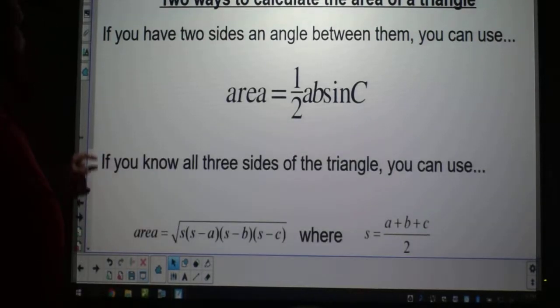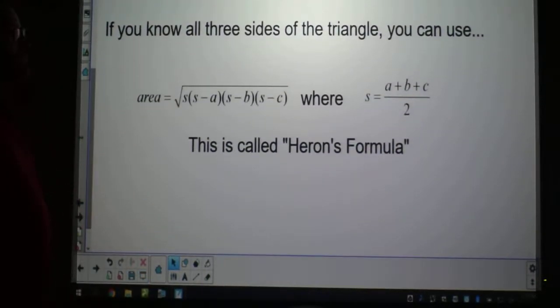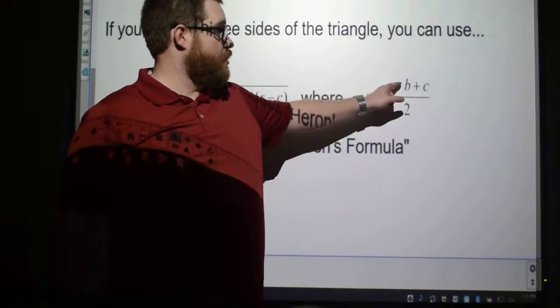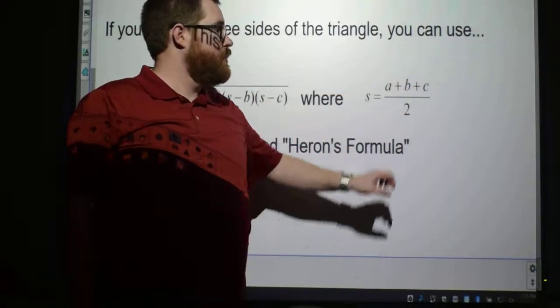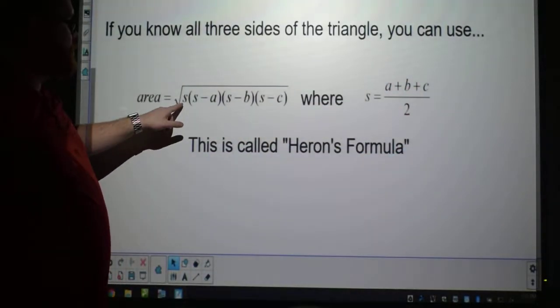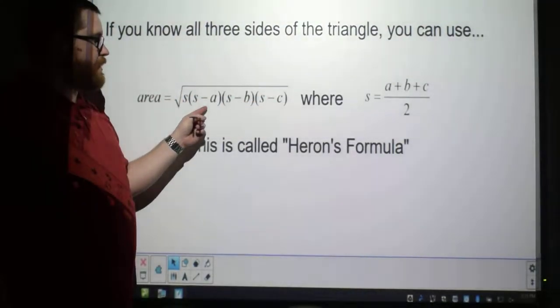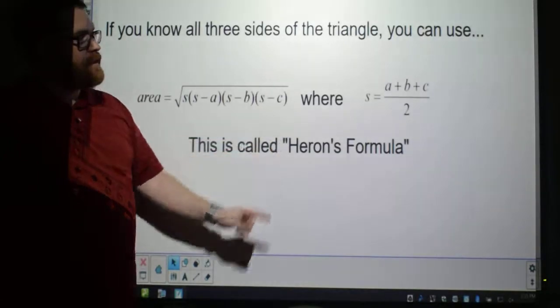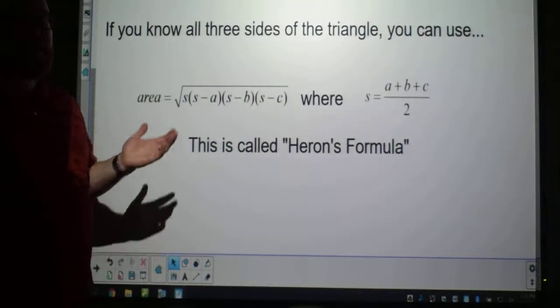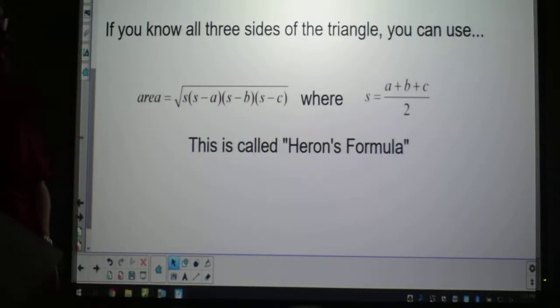What if I don't know any angles? I just know the three sides. Then I can use something called Heron's formula. To do that, I'm going to calculate S. S is just the three sides added together divided by 2. Then I'm going to plug that back into this formula: the square root of S times S minus A times S minus B times S minus C. Now I don't need any angles. I can just use all three sides. So you have two formulas to find area.